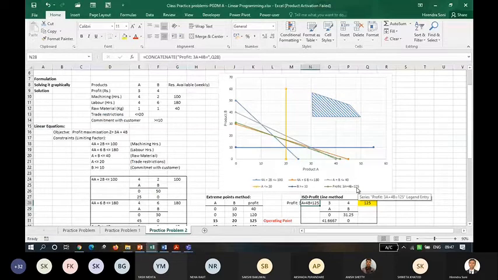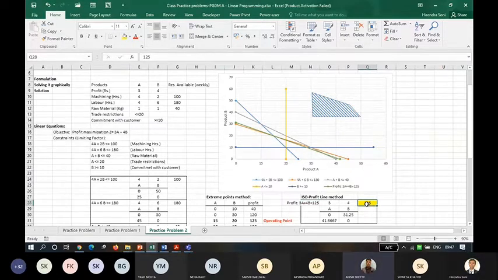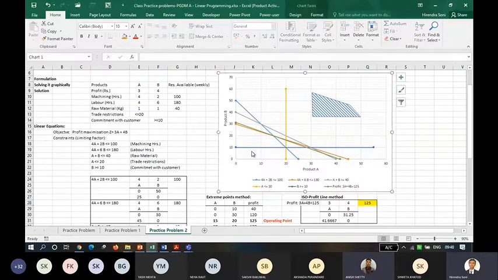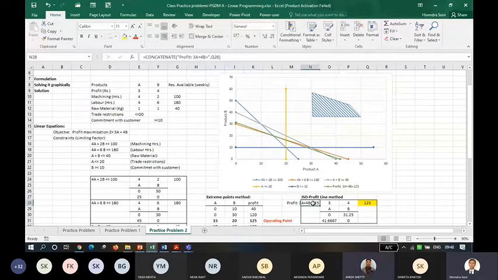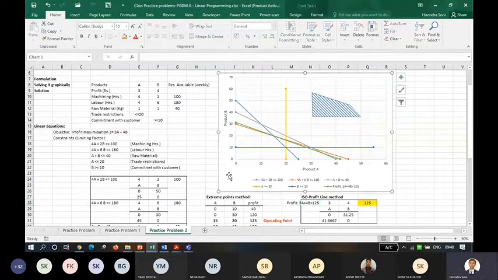Okay. And sir, after that, what did you do beside that? Adding that line to this chart. Okay. I have added that line also to this chart. So this becomes my, just a second, I will show you.